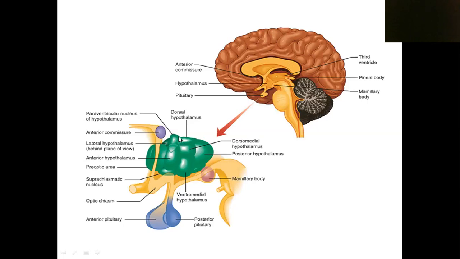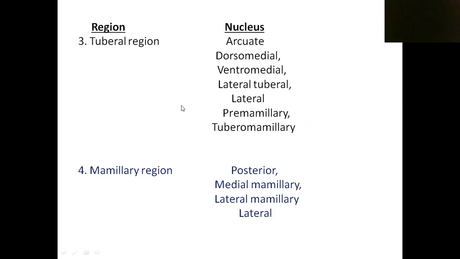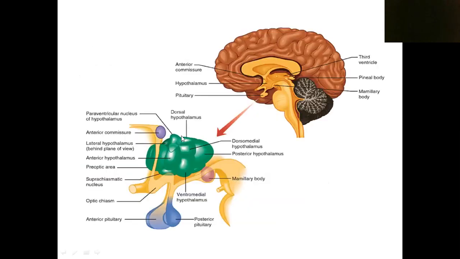Then the paraventricular nucleus. Then another, a large one, is part of the lateral nucleus. So supraoptic, suprachiasmatic, anterior, paraventricular, and lateral nucleus in this supraoptic part. This area is known as the supraoptic part. We'll check it again. The supraoptic part has the supraoptic nucleus, suprachiasmatic nucleus, anterior, paraventricular, and lateral nucleus. Now the tuberal part, the tuberal region. The tuberal region means this area here.